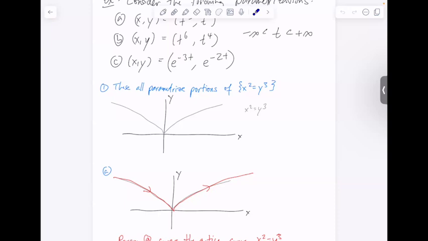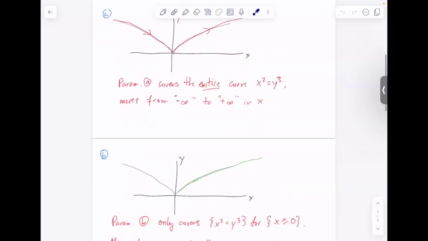Right, so B, you bounce back out. C, you never bounce back out. In fact, you never reach the origin, you just keep going closer and closer to the origin and never reaching it.